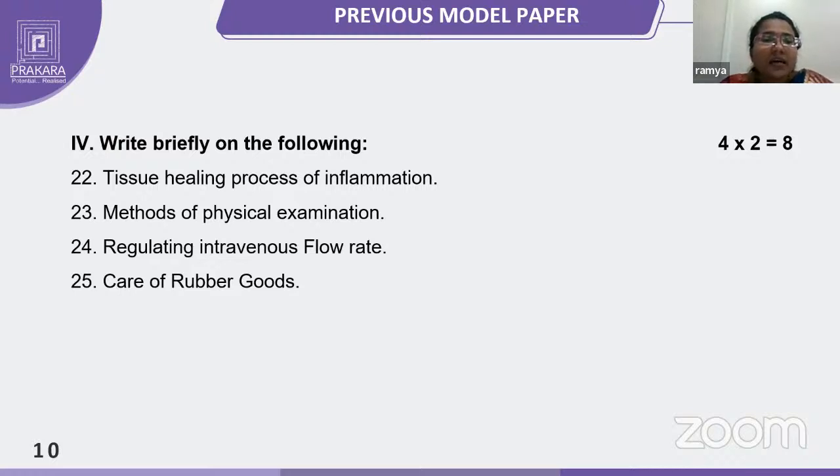Here in the 22nd question, they have given tissue healing process of inflammation. What is the process of inflammation? Here the process of inflammation has 4 stages. So you should mention what inflammation is, what the process of inflammation is, and the steps involved in the process of inflammation. You should write it in a diagrammatic representation. Here you will clearly represent the answer you are going to write.